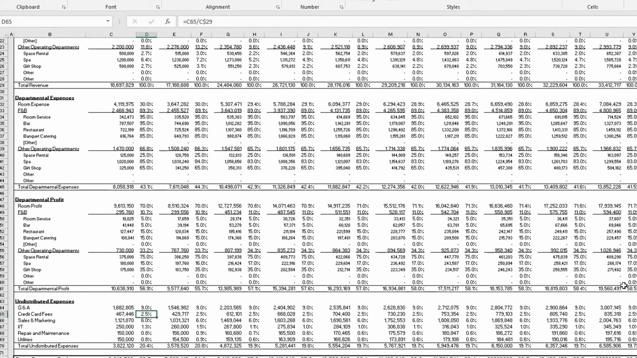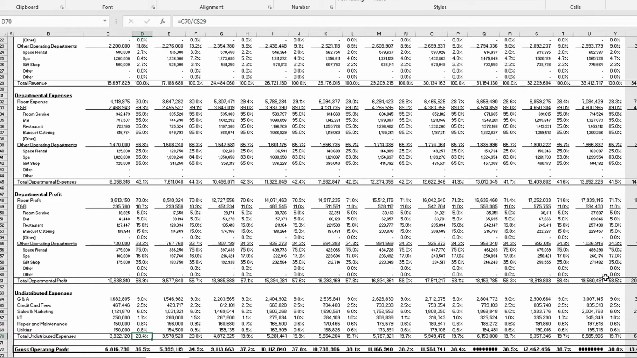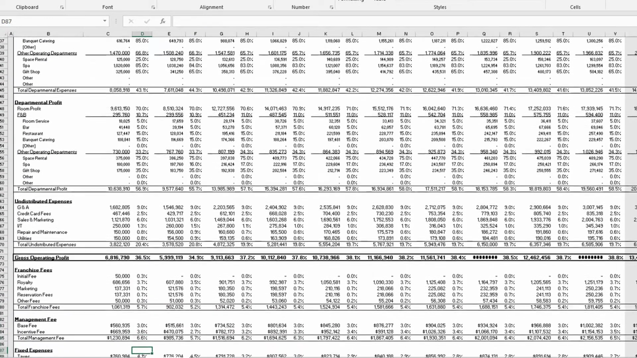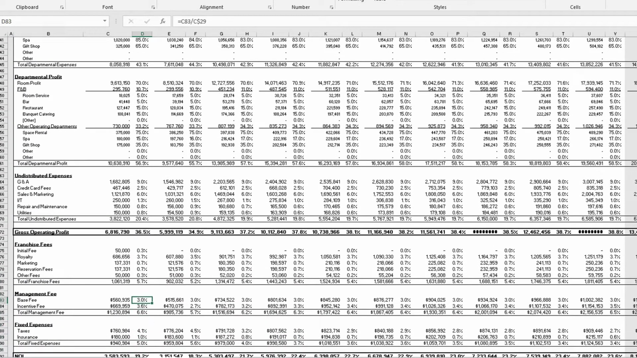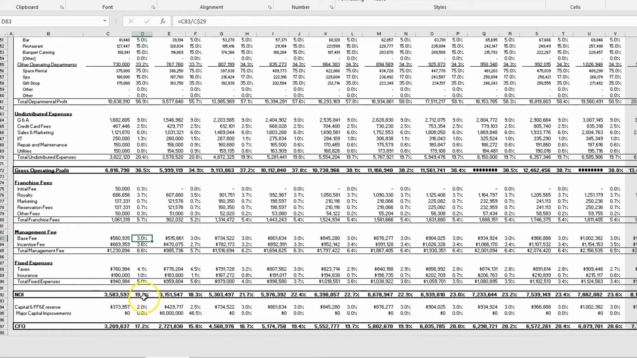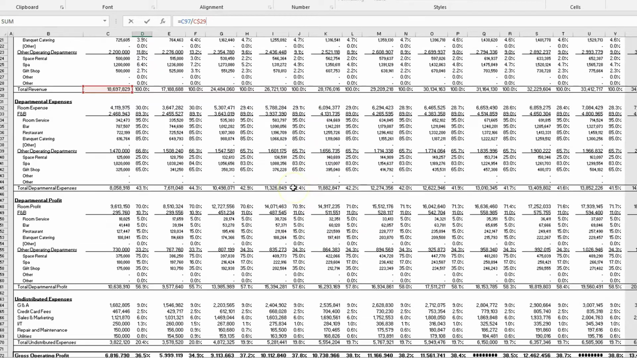Going to undistributed expenses, we're looking at each of these line items as a percentage of total revenue to see how much total revenue is needed to cover all these undistributed expenses. These are expenses that just cannot be distributed to any particular department, as mentioned previously. And now we go down to our gross operating profit, which again is a percent of total revenue. And moving down, we're now looking at the remainder of our expenses, which, like the undistributed expenses, are based off of percent of total revenue. And this leads us to our NOI, and the remaining percentages are all based on total revenue.